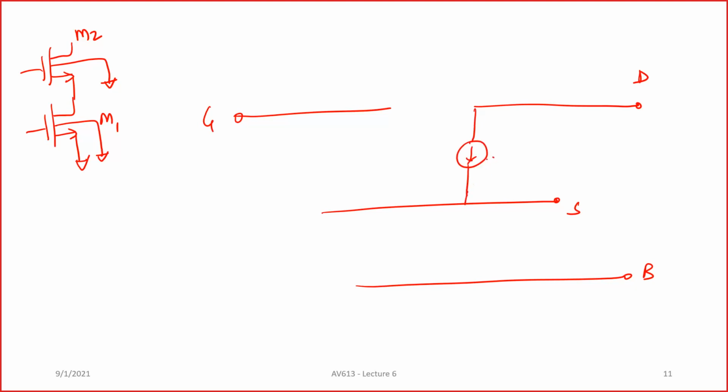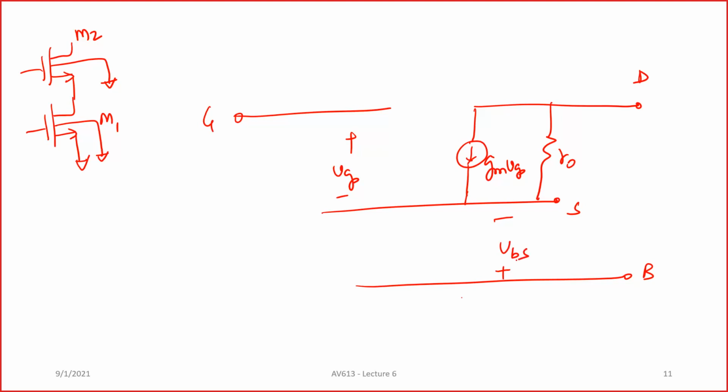This is gm, VGS, R naught. Let's not talk about capacitance for now. Let us talk about what happens because of a certain VSB, or let's call it VBS.